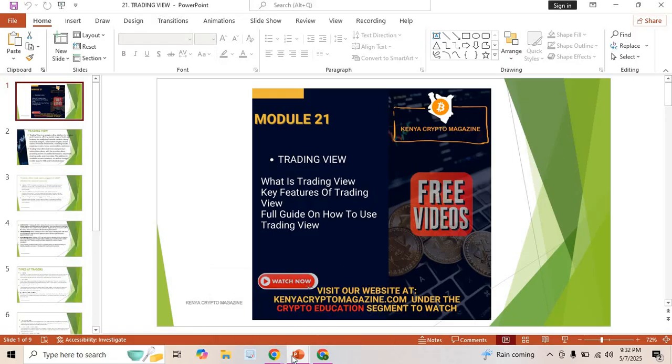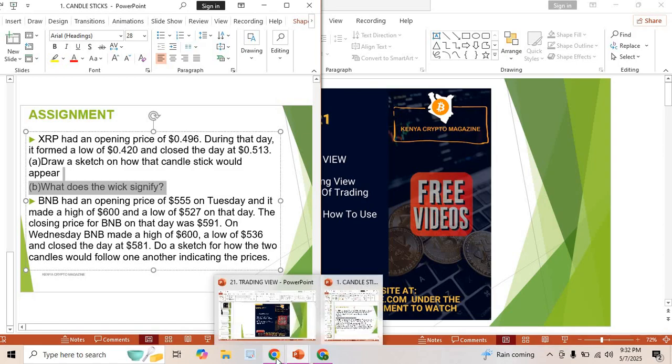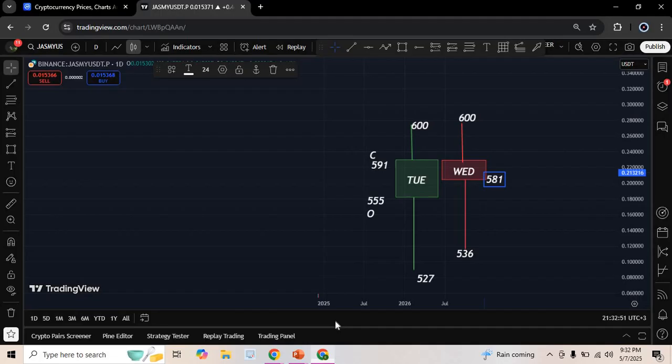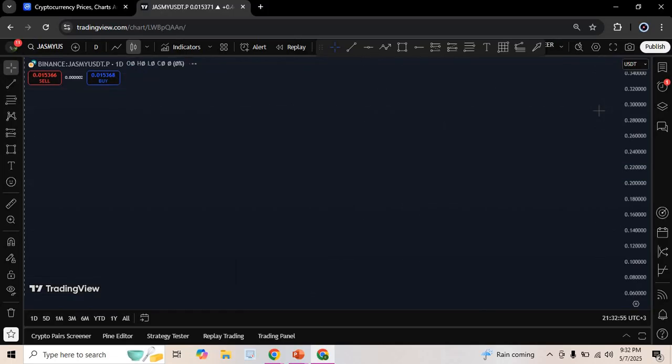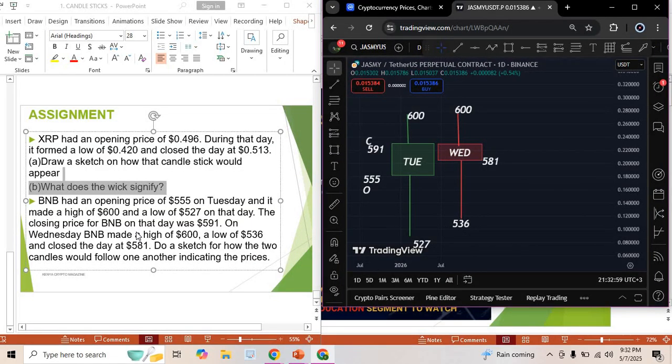Did you see that in both bearish and bullish candlesticks, the opening price is at the bottom part of the body of the candlestick? Of both candlesticks?